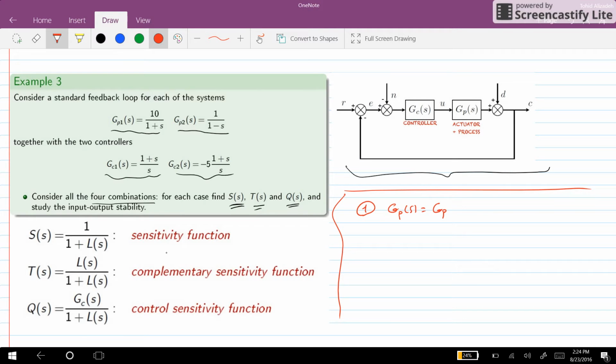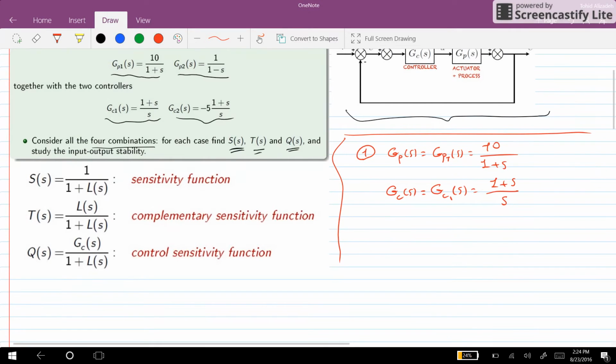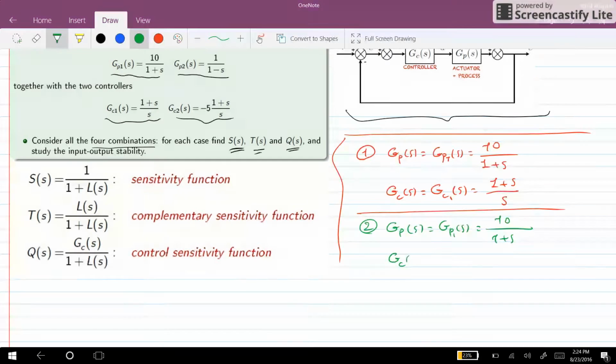is GP1, which is 10 over 1 plus S, and GC, the controller, is GC1, which is 1 plus S over S. Then for the second case, GP will be still GP1, which is 10 over 1 plus S, but this time GC will be equal to GC2, which is minus 5 times 1 plus S over S.